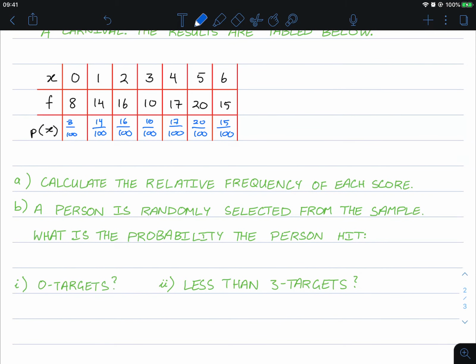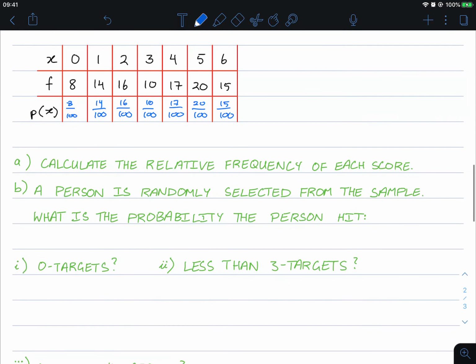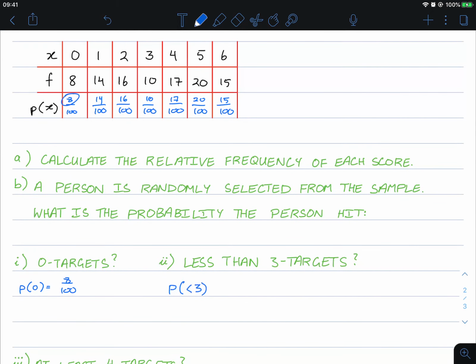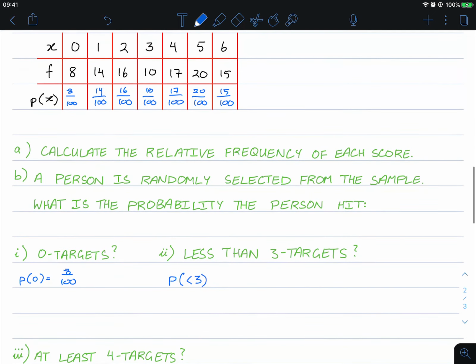Well, a person is randomly selected from the sample. What is the probability the person hit exactly 0 targets? Well, for this, that's the probability of 0. It's 8 over 100. The probability of less than 3 targets. Probability of less than 3. That's not including 3. So that's going to be 8 plus 14 plus 16. That's going to be 28 out of 100.